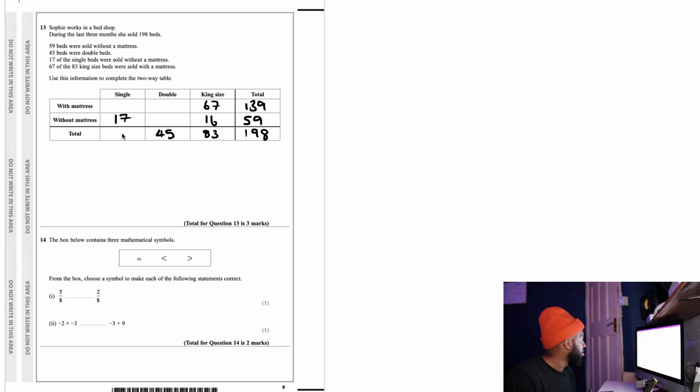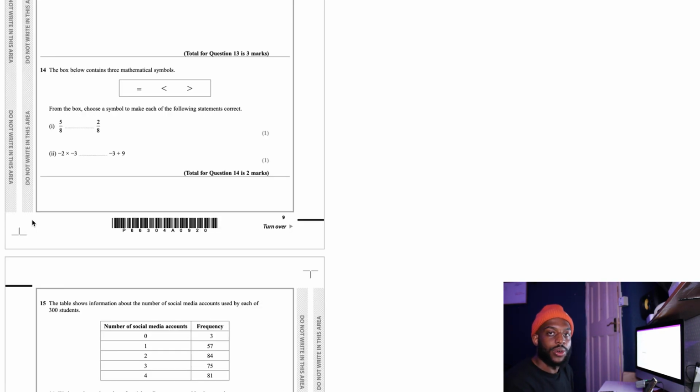work out the total single beds because we have these two. So for that box, this box here, we're going to do 198 minus 83 minus 45, which gives us 70. And then for this double box here, we are going to do 59 minus 17 minus 16, which gives us 26. And then for these boxes, single with a mattress, if there were 70 total and 17 without a mattress, that leaves 53 with a mattress. We'll do the same for double, so 45 minus 26 gives us 19. And that's our two-way table complete.